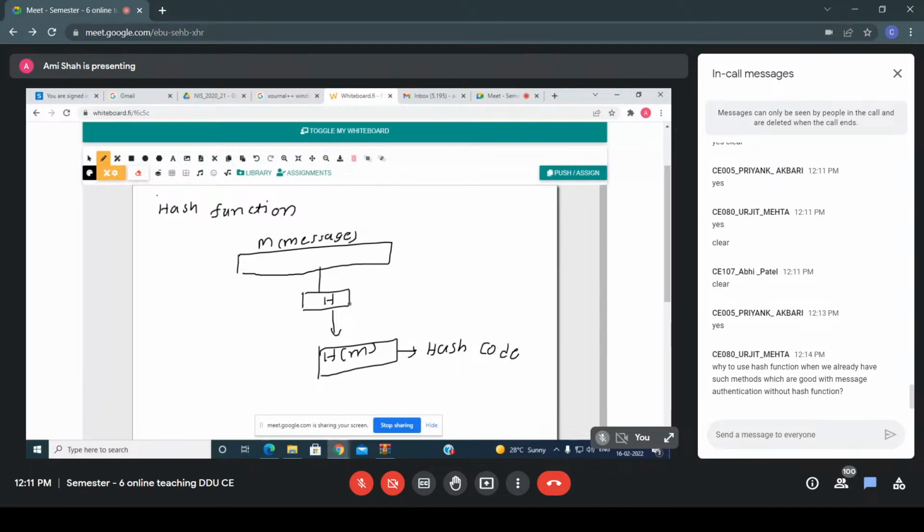So simply, here I am writing, let's say the variable length is like this, and finally after applying this hash function, I am getting some fixed size length. Now, just wait, I'm opening another whiteboard.